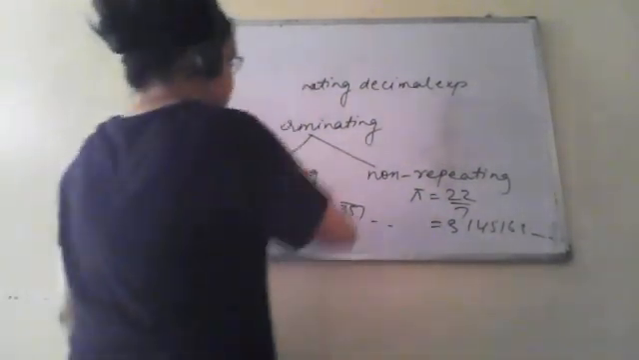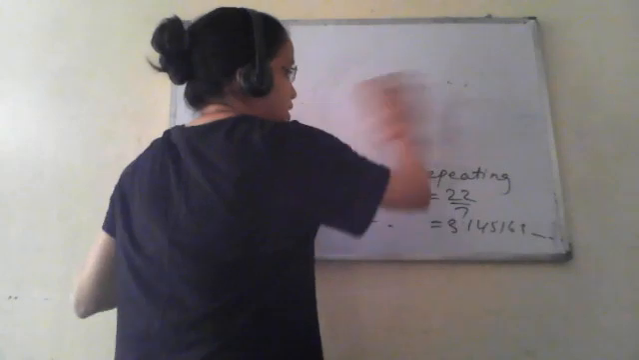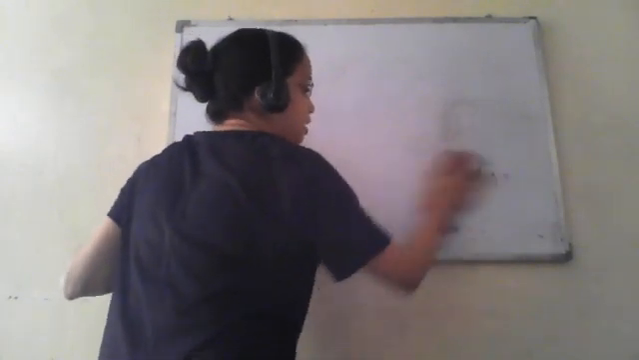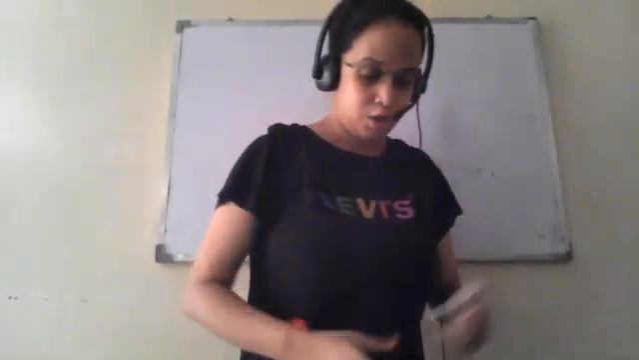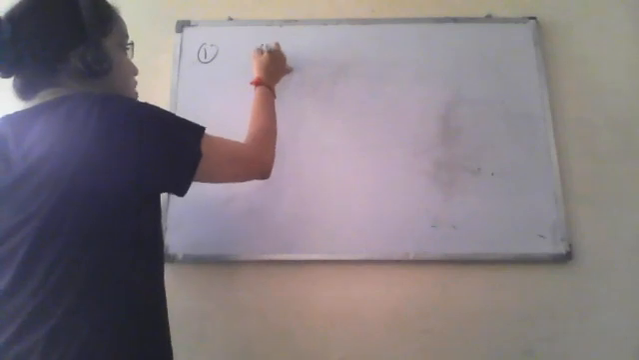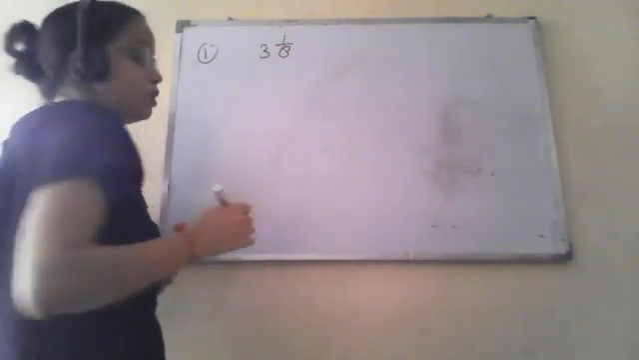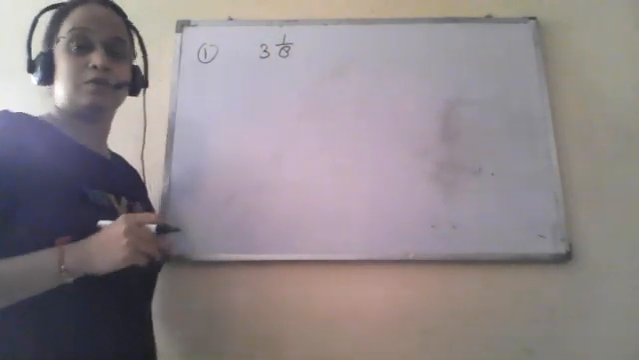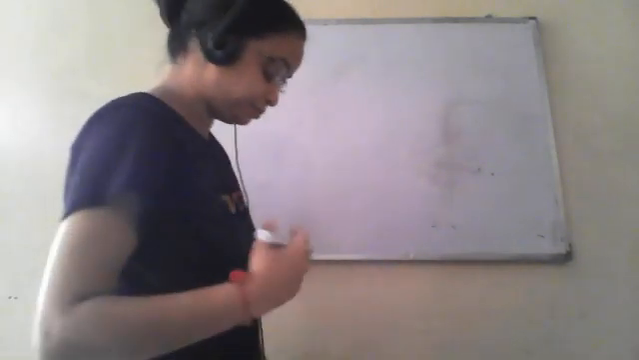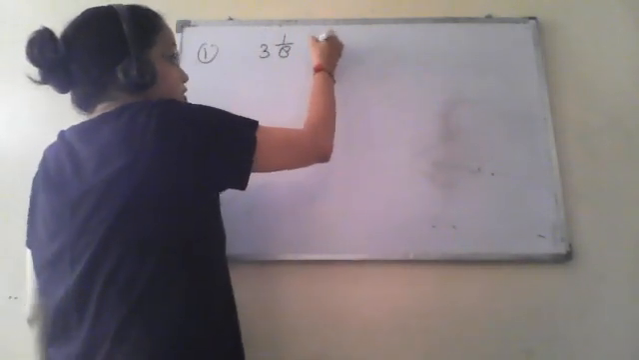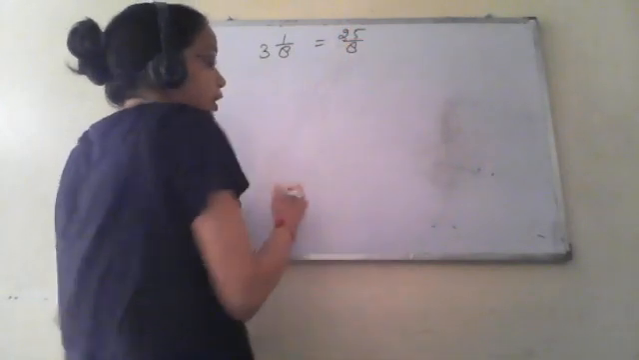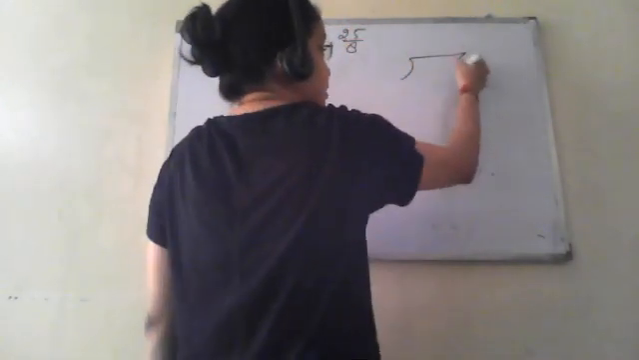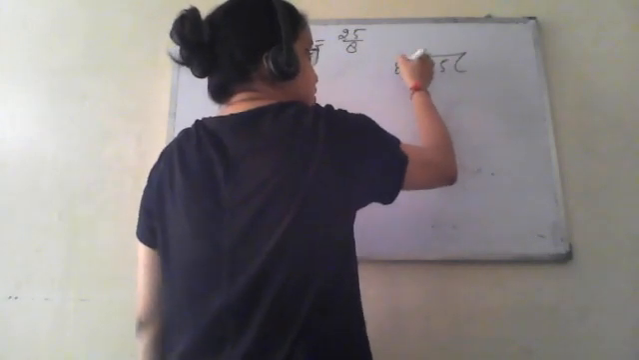Now we will see how to convert these terminating and non-terminating decimal expressions into rational numbers, or into the form of p and q. So we'll take the first example. This is 3 whole number 1 upon 8. First we have to convert this into a fraction. So it becomes 25 upon 8. So we have to carry on the simple division.